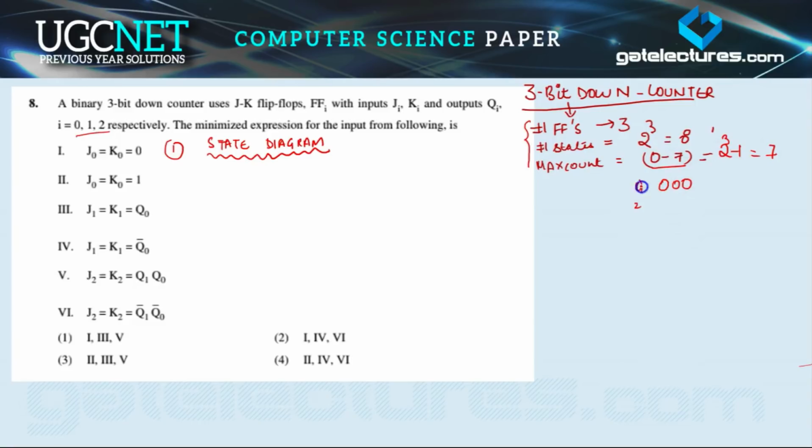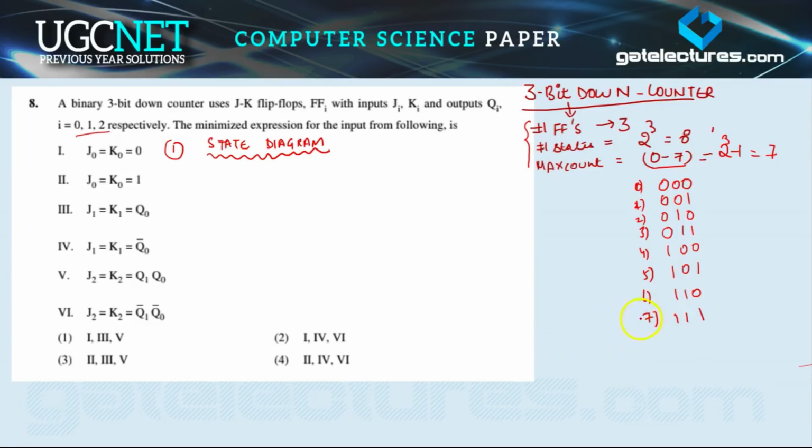0, 1, 2, 3, 4, 5, 6 and 7. So how are you going to write it down? With the help of 3 bits. So this is 0, 0, 1. This is 0, 1, 0. And this will be 0, 1, 1, 1, 0, 0, 1, 0, 1, and this is 1, 1, 0, and this is 1, 1, 1.